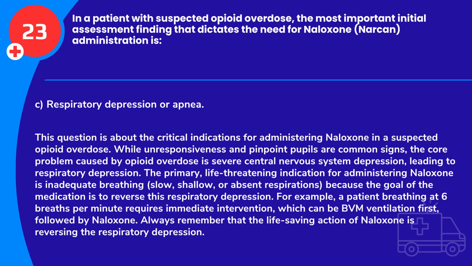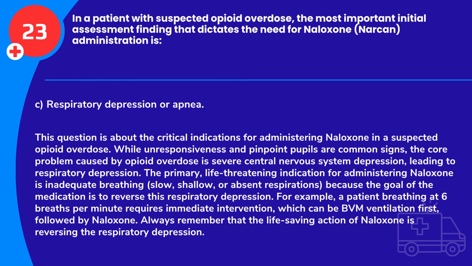Answer: C. Respiratory depression or apnea. This question is about the critical indications for administering naloxone in a suspected opioid overdose. While unresponsiveness and pinpoint pupils are common signs, the core problem caused by opioid overdose is severe central nervous system depression, leading to respiratory depression.